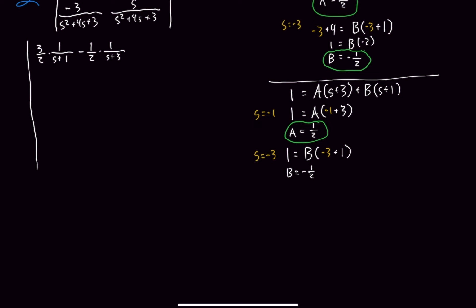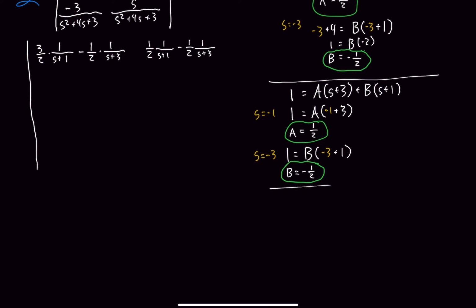I hope I don't lose a negative sign somewhere, because then I'd be grumpy. So rewriting this, we have 1/2 times 1 over s plus 1, minus 1/2 times 1 over s plus 3.